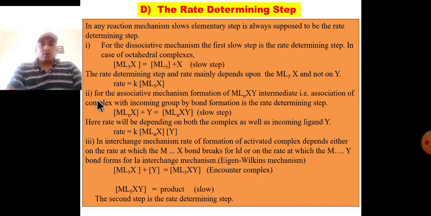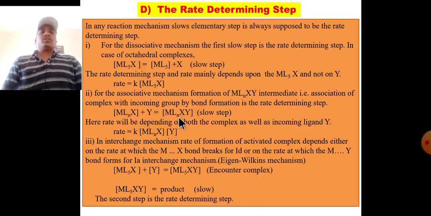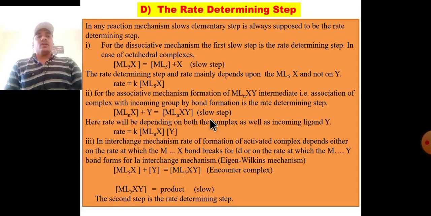For the associative mechanism, formation of the intermediate MLnXY, that is association of the complex with the incoming group by bond formation, is the rate determining step. That is, MLnX plus Y, the incoming ligand, forms the intermediate MLnXY in the slow step. The rate depends on the incoming ligand plus this complex, that is, rate is equal to k into MLnX into Y.